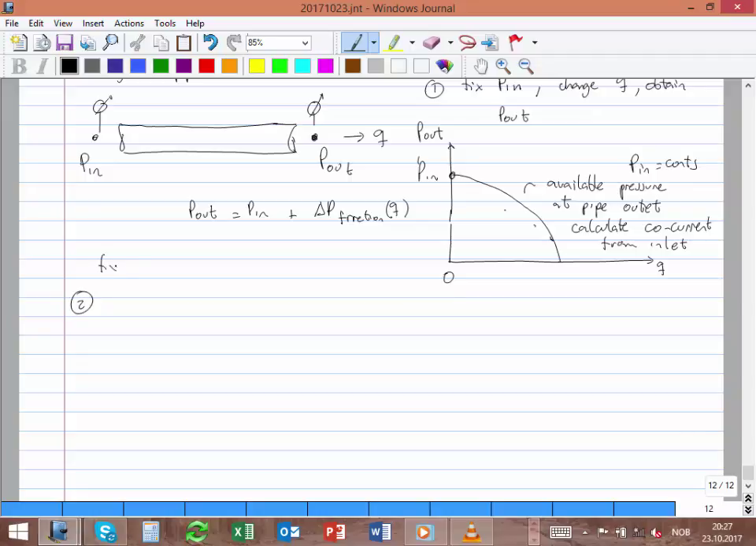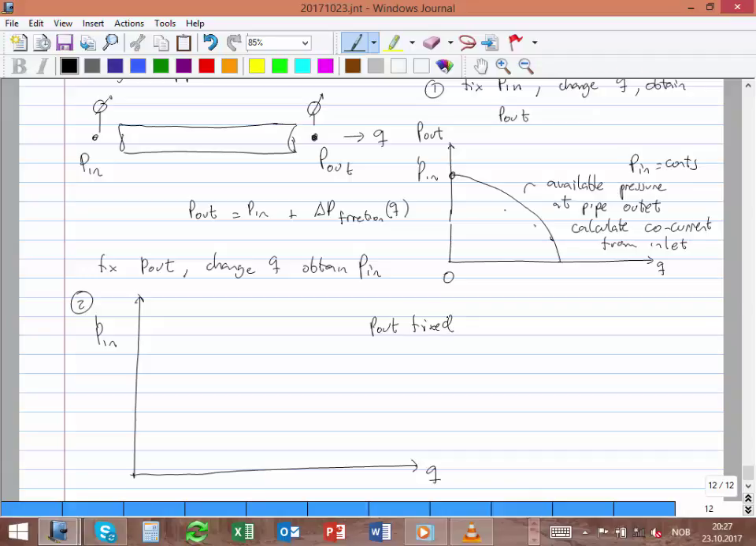So now let's go for mode 2. Mode 2 is I fix P out, okay? Let's say I'm producing against a separator, and change Q and obtain P in, okay? I have Q, I have P in, and this is P out equals fix. So how is that curve going to look like? For no rate, what should happen? If I'm fixing this pressure somehow, no rate, horizontal pipe, P in should be equal to P out, or P separator, exactly the same.